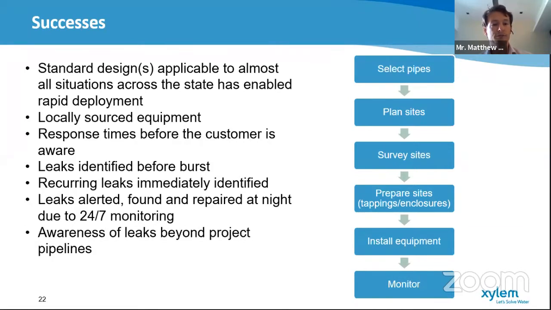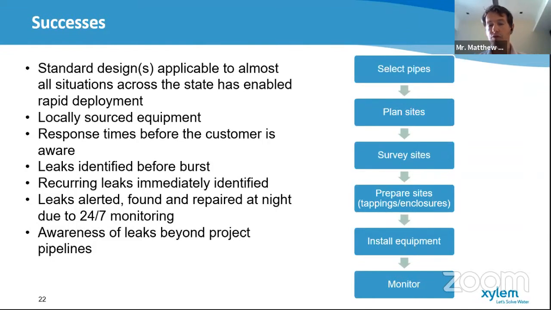And some other key benefits in terms of the monitoring of the system. The response times that we have are often before the public are aware of a leak. So if a burst is occurring, we have many cases where the alert that our system is generating is before the public are aware that the pipe has burst. So it's reducing the runtime of those leaks. With the hydrophones, we're able to pick up the smaller leaks before they burst, which again reduces the runtime of them from weeks or months down to days.